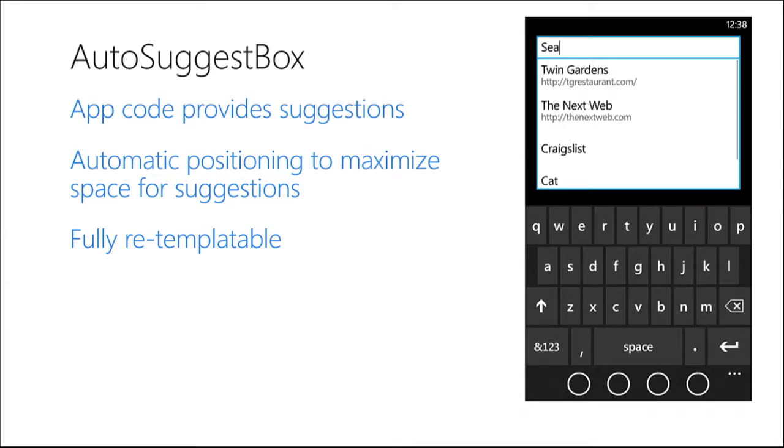The other thing that we've added is auto suggest box. Auto suggest box is basically that autocomplete experience, where by default you have to provide the data. So we'll give you the capability to hook up your data so that, as the user types, you can use a callback mechanism and populate this list of suggestions so that the user can select them. We automatically position these things to maximize the space for the suggestions, and this is also fully retemplatable, so you don't only have to provide textual suggestions.